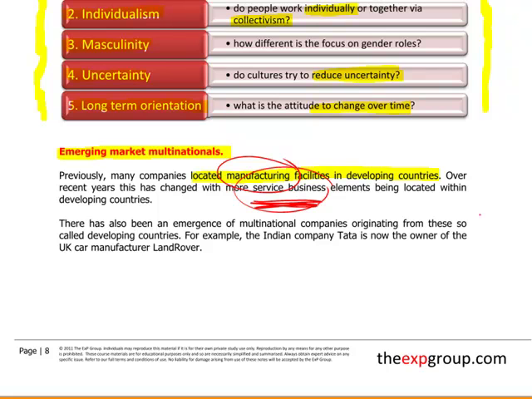Also, what we're seeing as well, what this next point is talking about, is multinational companies are now starting to originate from these so-called developing countries. So rather than multinationals being based in the developed countries and then using outsourcing, etc., to developing countries, it's almost vice versa. So the example we've got here, the Indian company Tata is now the owner of the UK car manufacturer Land Rover. So a so-called developing country investing in a developed country.